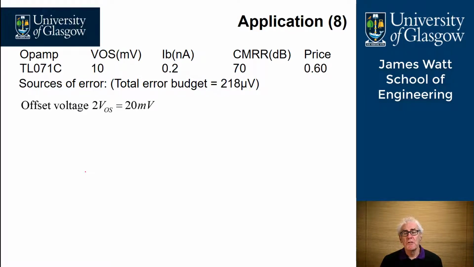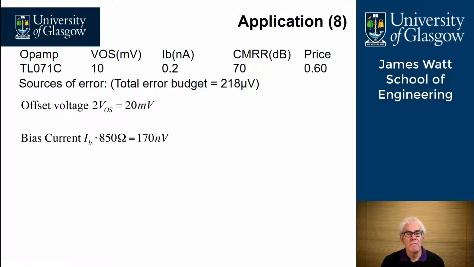We've got a total error budget of 218 microvolts, which we calculated earlier. Looking at our TL071, our offset voltage is 10 millivolts. We have two amplifiers, so we have a worst case offset voltage of 20 millivolts. That's not good news, but let's continue and do the analysis. Our bias current error is 850 ohms times 0.2 nanoamps, so it's 170 nanovolts.